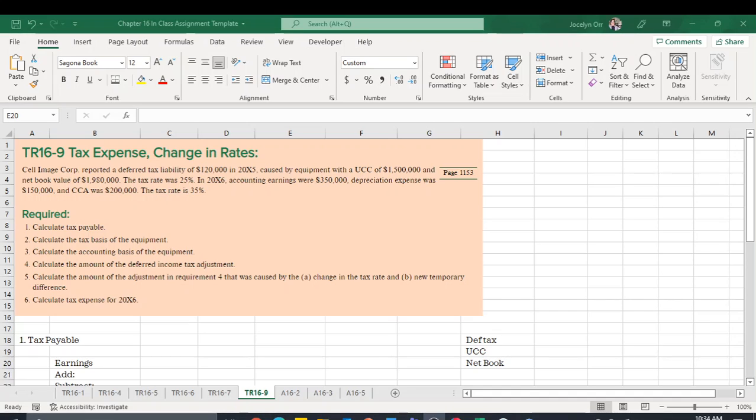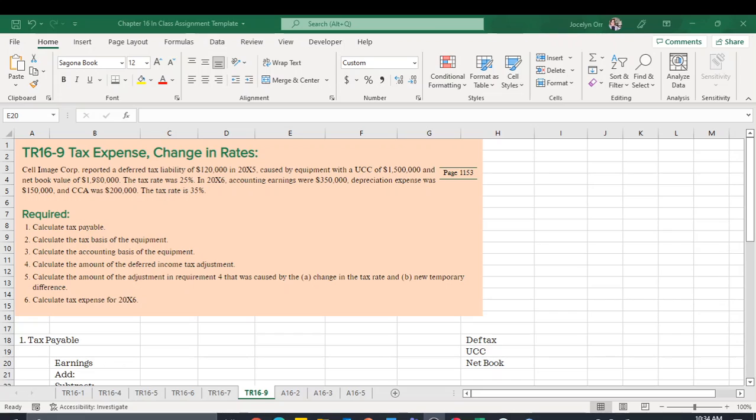Okay, this is the second video for the rest of chapter 16 for the in-class assignment. Here we are looking at tax expense and how a change in tax rates can impact the balance in our deferred tax liability or asset. So we have Cell Image Corp.